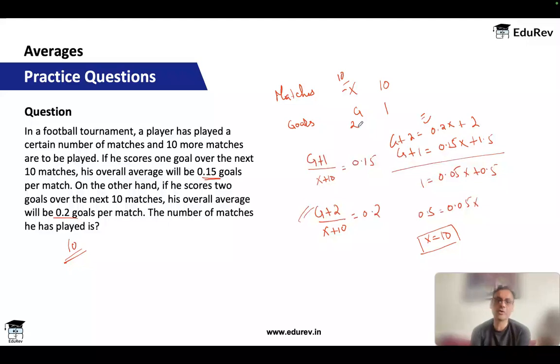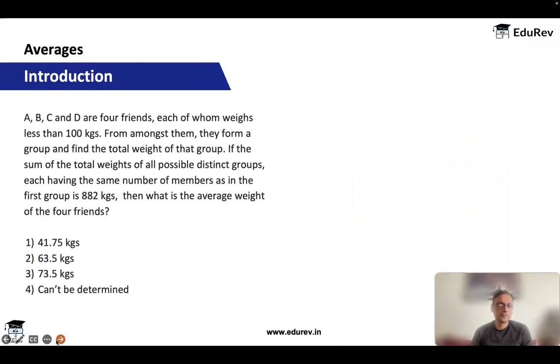3 upon 20 is 0.15. If he shoots 2 goals, then it will be 4 upon 20, which will be 0.2. Okay, but the question was the number of matches, and the answer is going to be 10. Okay, easy question. Let's see the next one.